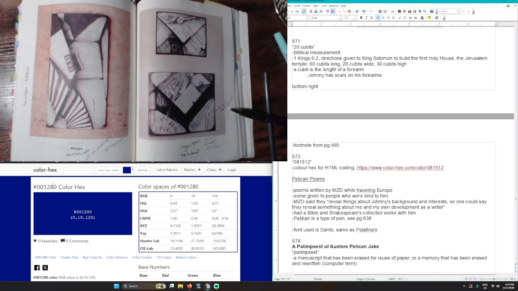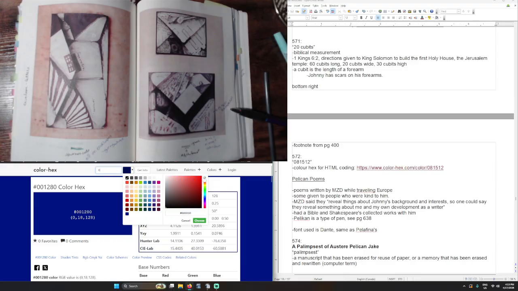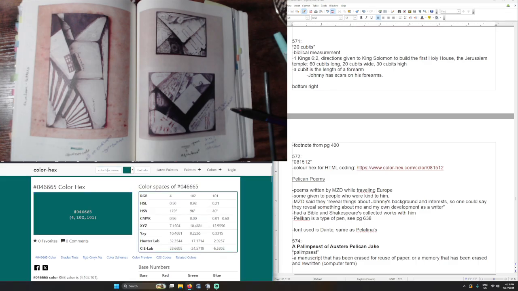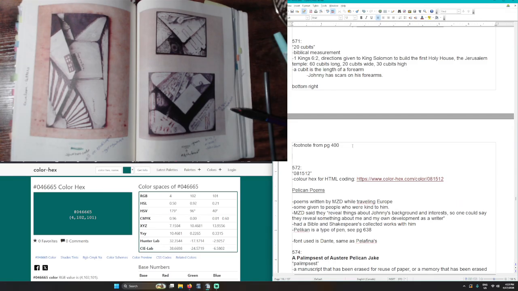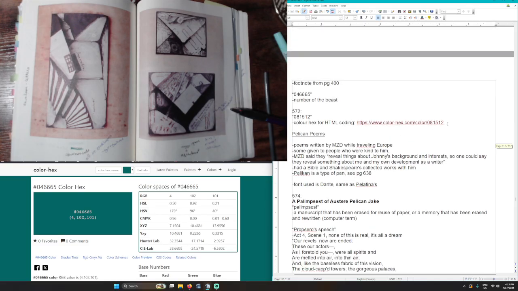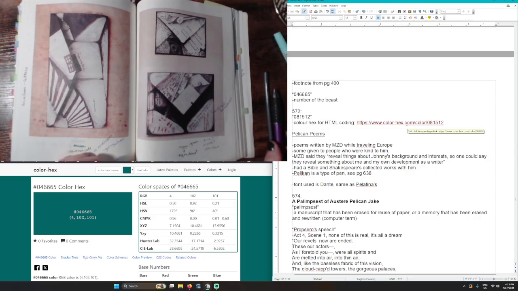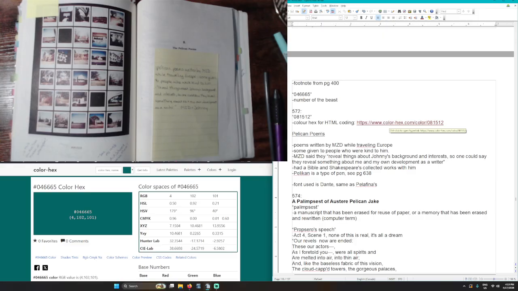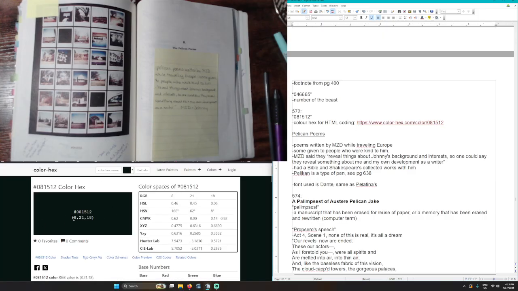And I forgot to put the hex code in for this one. So 046665. And 666 is the number of the beast. And the beast in House of Leaves, possibly the Minotaur. So I'm just going to write the hex code 046665. Number of the beast. And it's the shade of green. And then we have on the next page, again, another hex code, and it's the shade black.